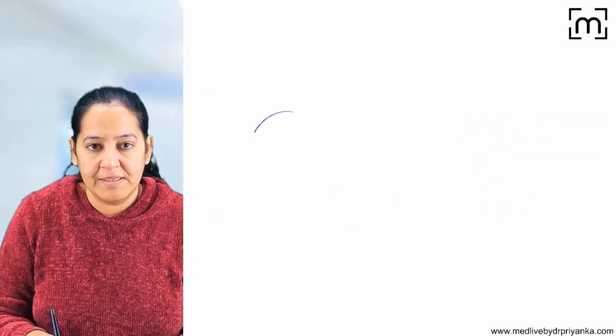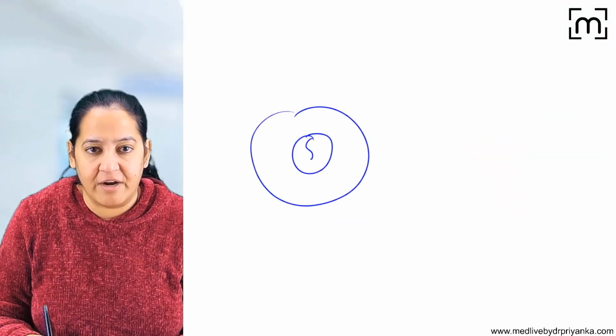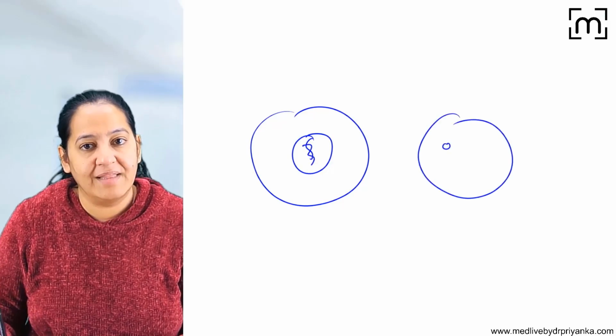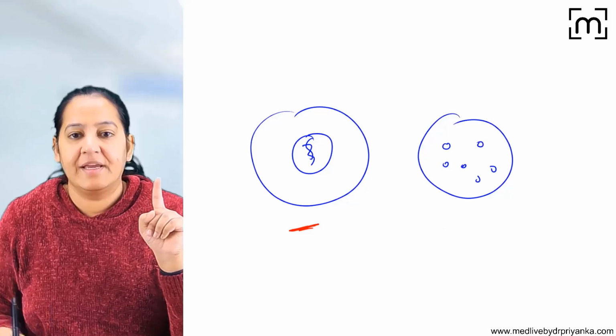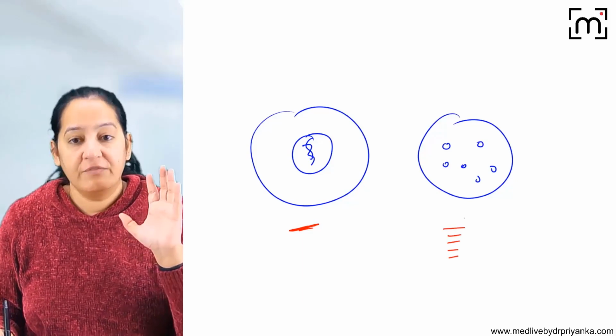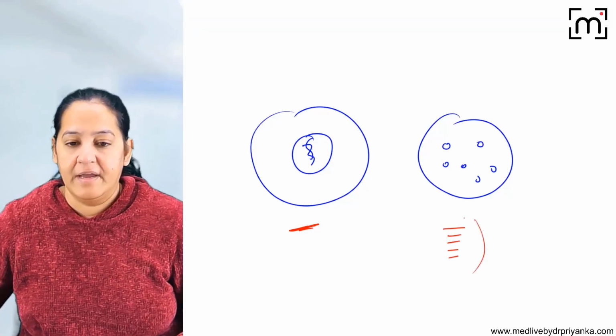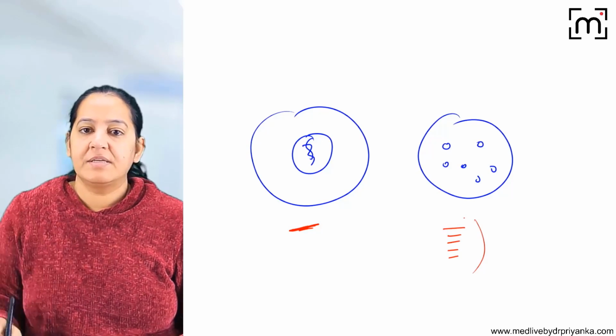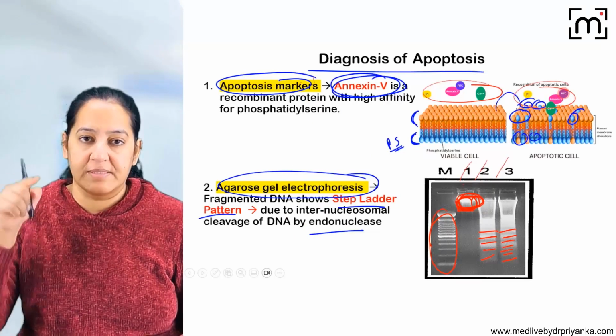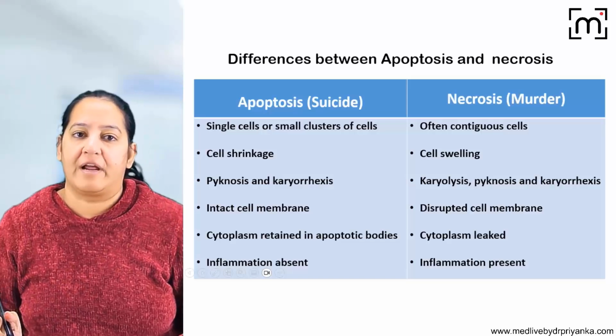If you take a normal cell, the complete DNA is in one portion. But if you see an apoptotic cell, the DNA gets fragmented into multiple portions. So here the complete DNA is at one place, here the DNA is in multiple fragments. We get a step ladder pattern in apoptotic cell. So these are the two ways by which we can do the diagnosis: Annexin 5 as a marker and Agarose gel electrophoresis.